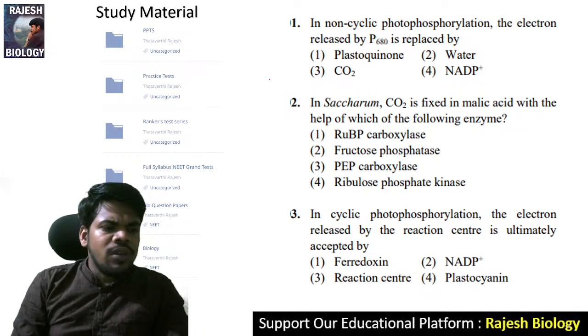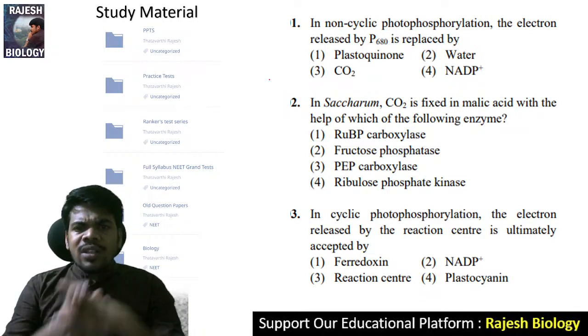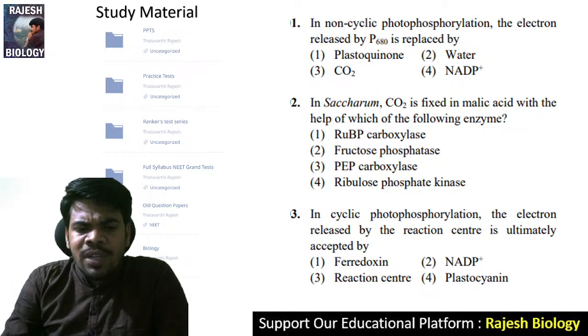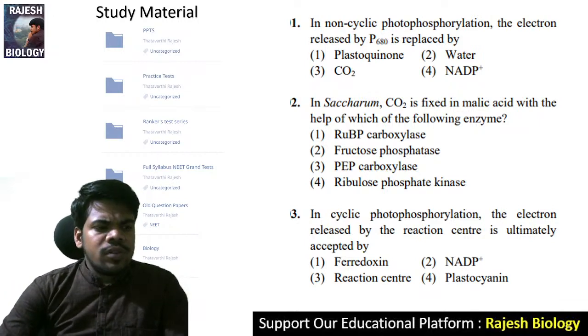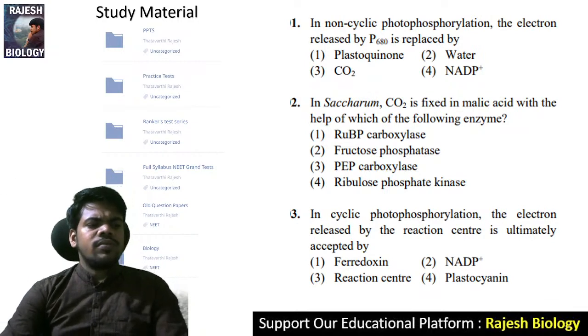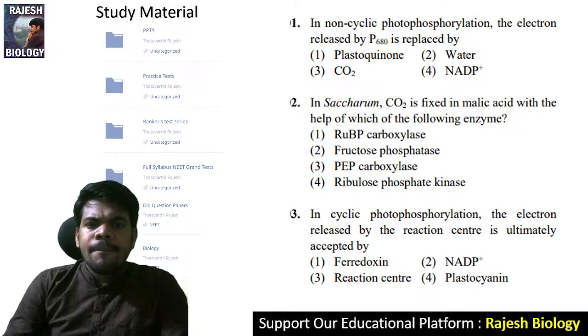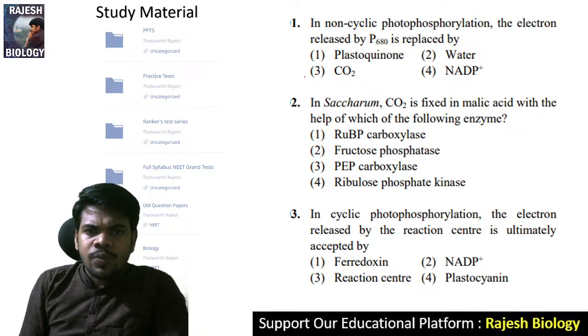Now, come to the first question. In non-cyclic photophosphorylation, the electron released by P680 is replaced by what? It is replaced by water.